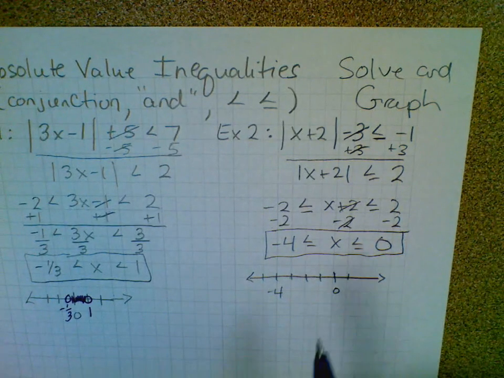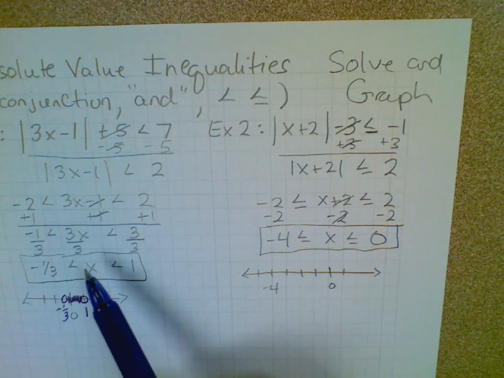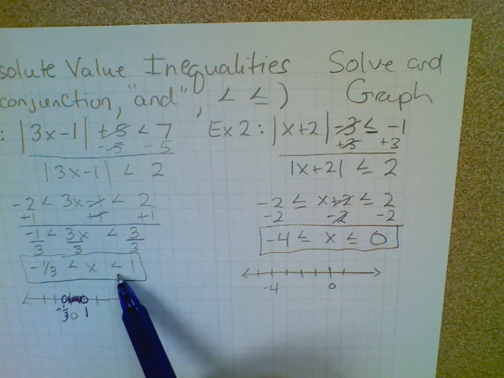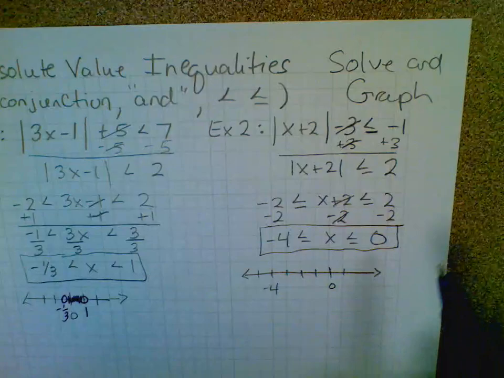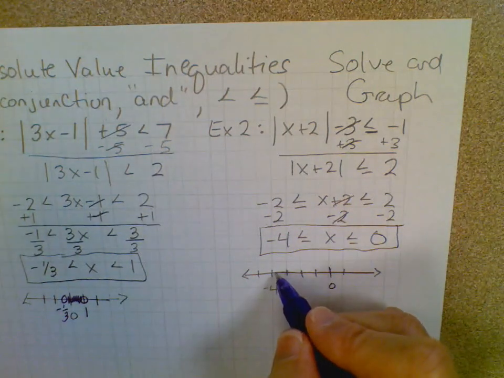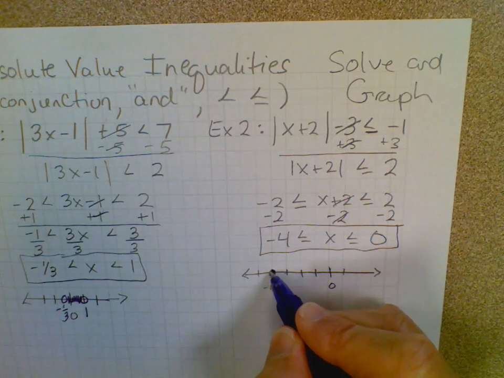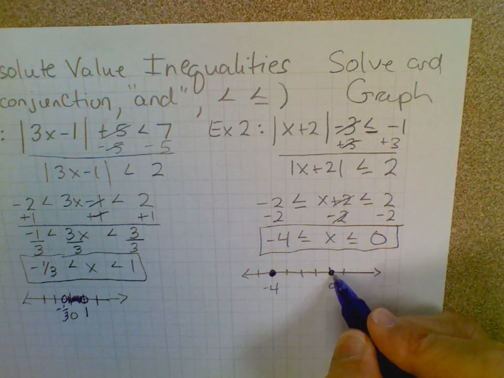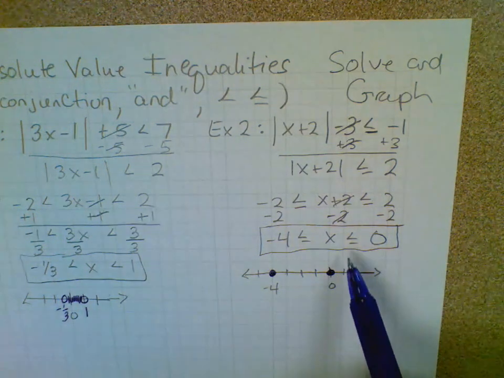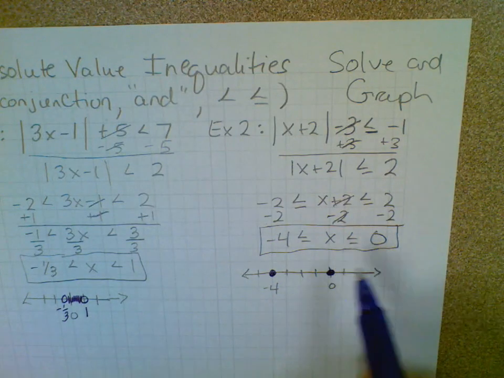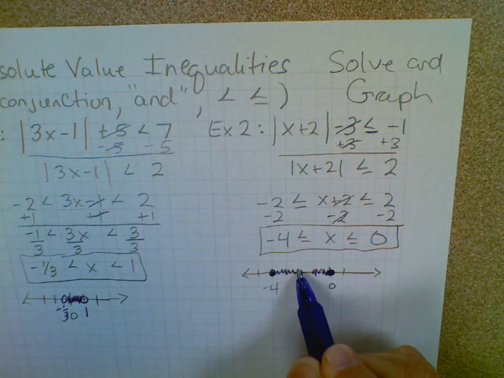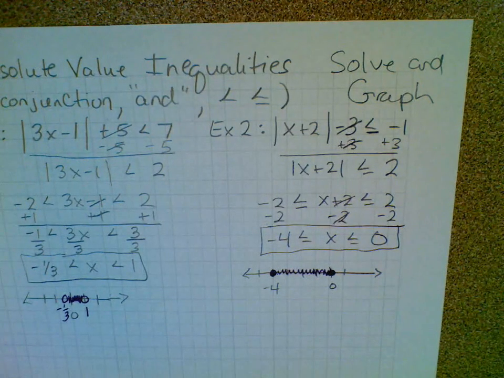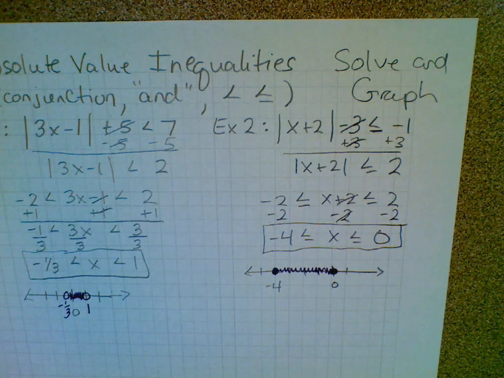Now the difference with the second one over what we did on the first one: the first one just had less than symbols, they didn't have the little equal to bar, so it was open. This one has less than equal to, so it's going to have a closed circle on the negative 4 and closed on the 0. And I want to shade in everything that's less than 0, so that would go this way. Everything that's greater than negative 4, so they would come together in the middle like that. And again, that's the nature of the conjunctions.